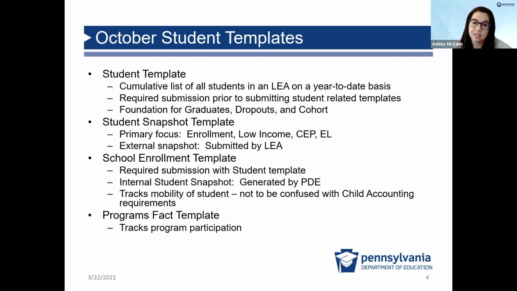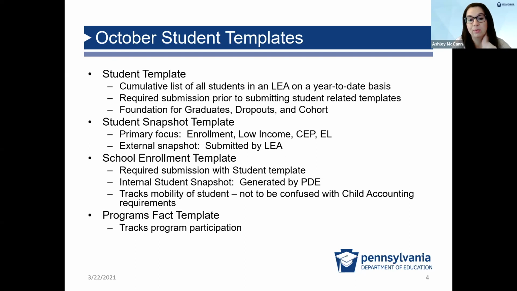Then there's the student snapshot template. It's a snapshot that is submitted by the LEA, not like an internal snapshot. The primary focus is enrollment, low income, CEP, and English learners. And then the school enrollment template has to be submitted as well. It's a required submission with the student template.